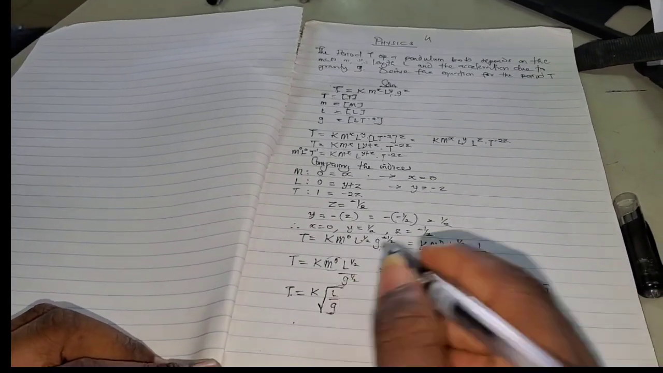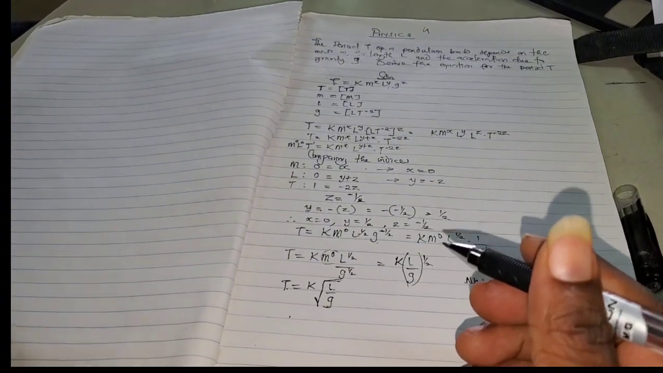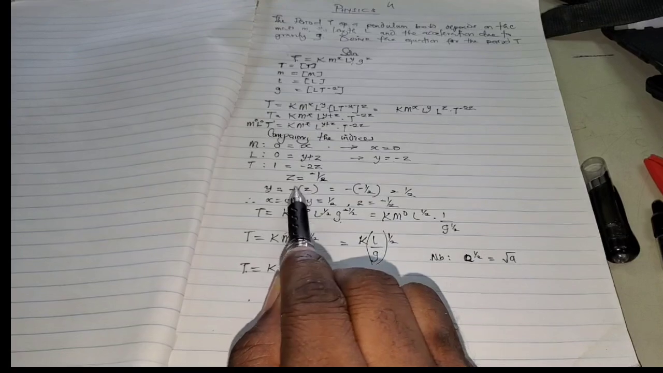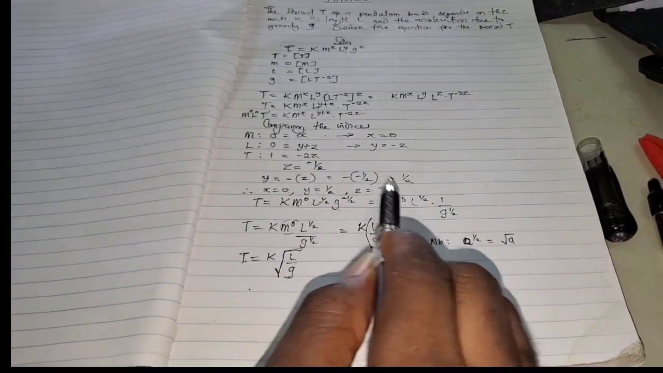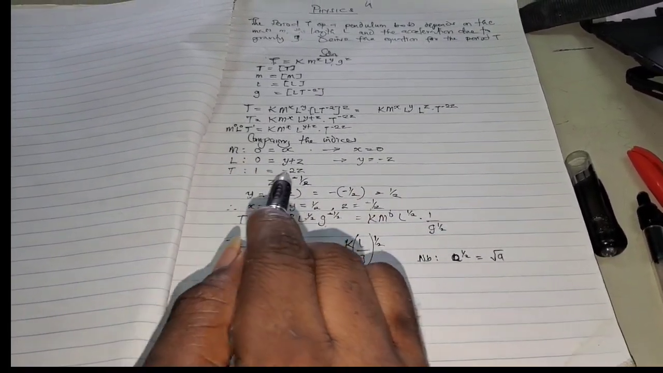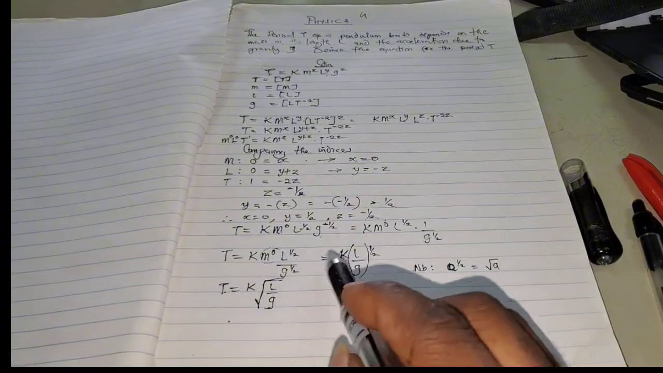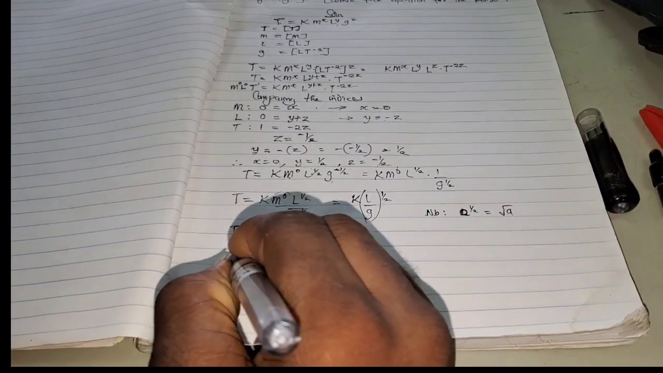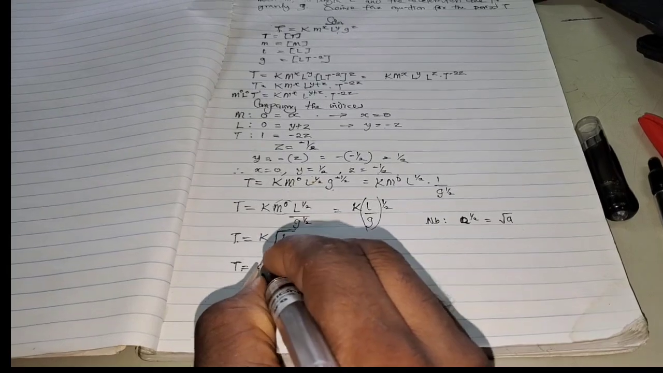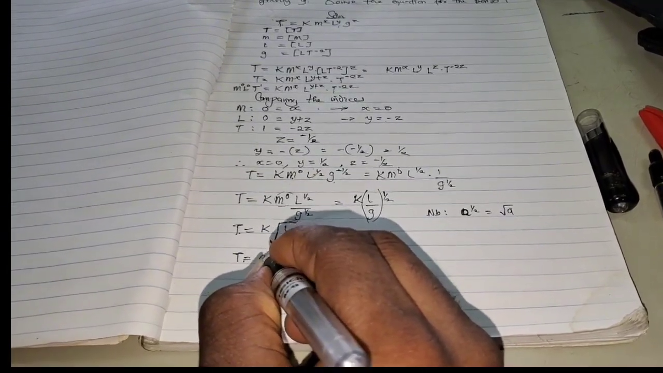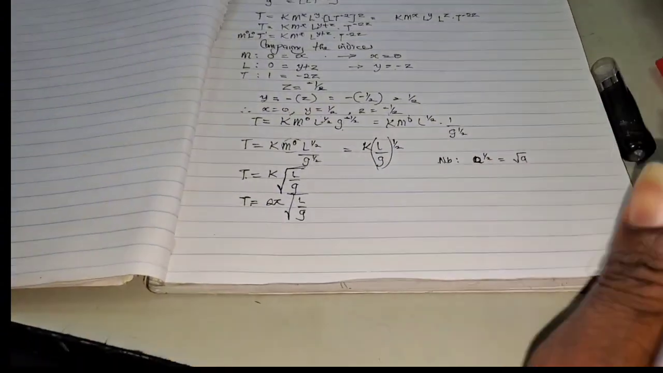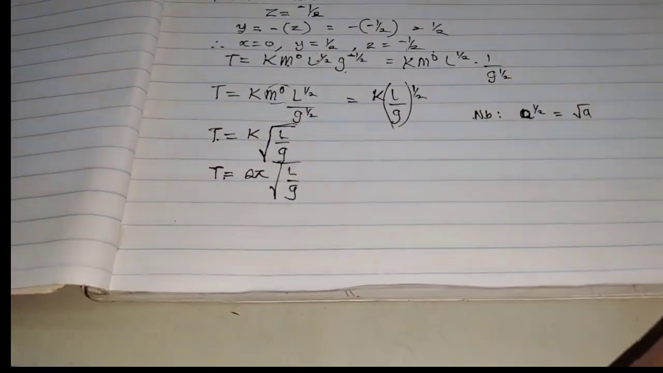So questions like this may be asked in an exam. Either you are asked to find the values of x, y, and z, or you are told to find the expression. The real equation for the period of a pendulum bob is 2 pi square root of L over g. So this is one of the uses of dimension.